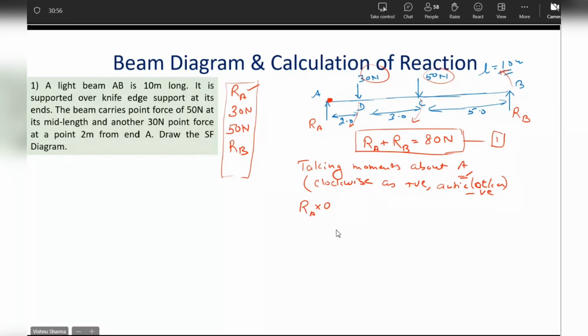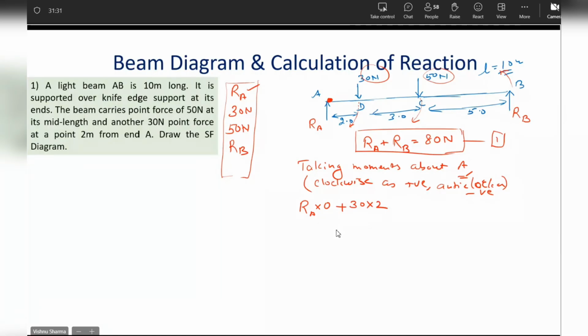Now, moment of 30 newtons about A. Firstly, it's clockwise. Since it's clockwise, as per our convention, we make it positive. And I'm sure you'll agree, this will be 30 into 2. Anybody who does not agree can interject then and there itself. Don't mess it up, because if you can't get reactions, you can't solve the question. So don't say, I'll learn the remaining part of the question. It will not work that way.